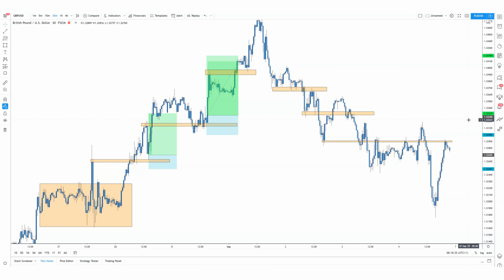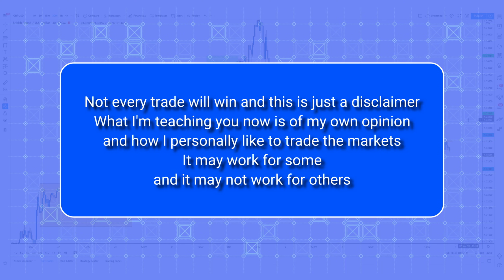Okay, now I just want to make a point. Not every trade will win, and this is just a disclaimer. What I'm teaching you now is of my own opinion and how I personally like to trade the markets. It may work for some and it may not work for others. So just be very wary of this, okay?